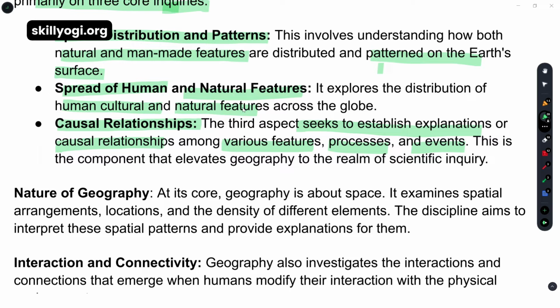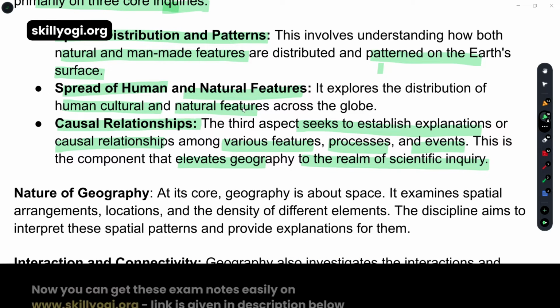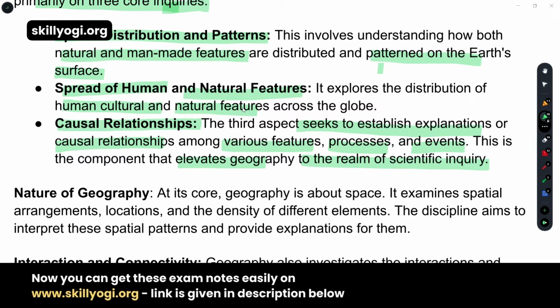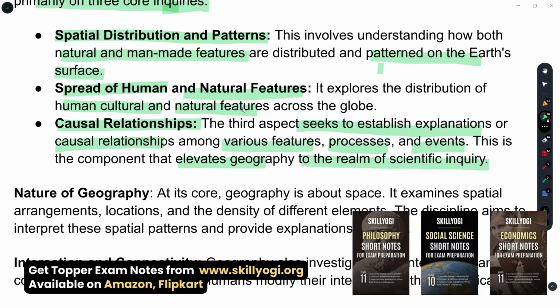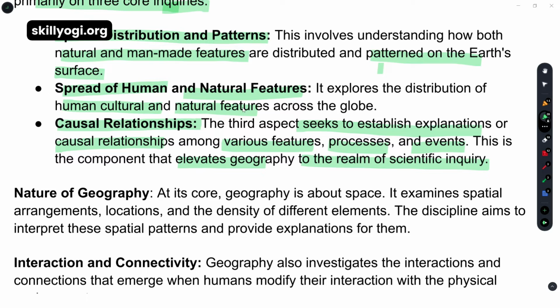So this is the component that elevates geography to the realm of scientific inquiry. Before some era, you know that geography was included as a subject of humanities, as an arts subject. But if you are going to learn geography specifically for higher studies, you will get some mathematical calculation. You have to do some statistical calculation, and some survey work. So this is not related to or included in arts based subjects. That's why when you are getting the degree for geography, it will be BSc or MSc, that means science. It's now related to science. That's why it's written that it elevates geography to the realm of scientific inquiry.